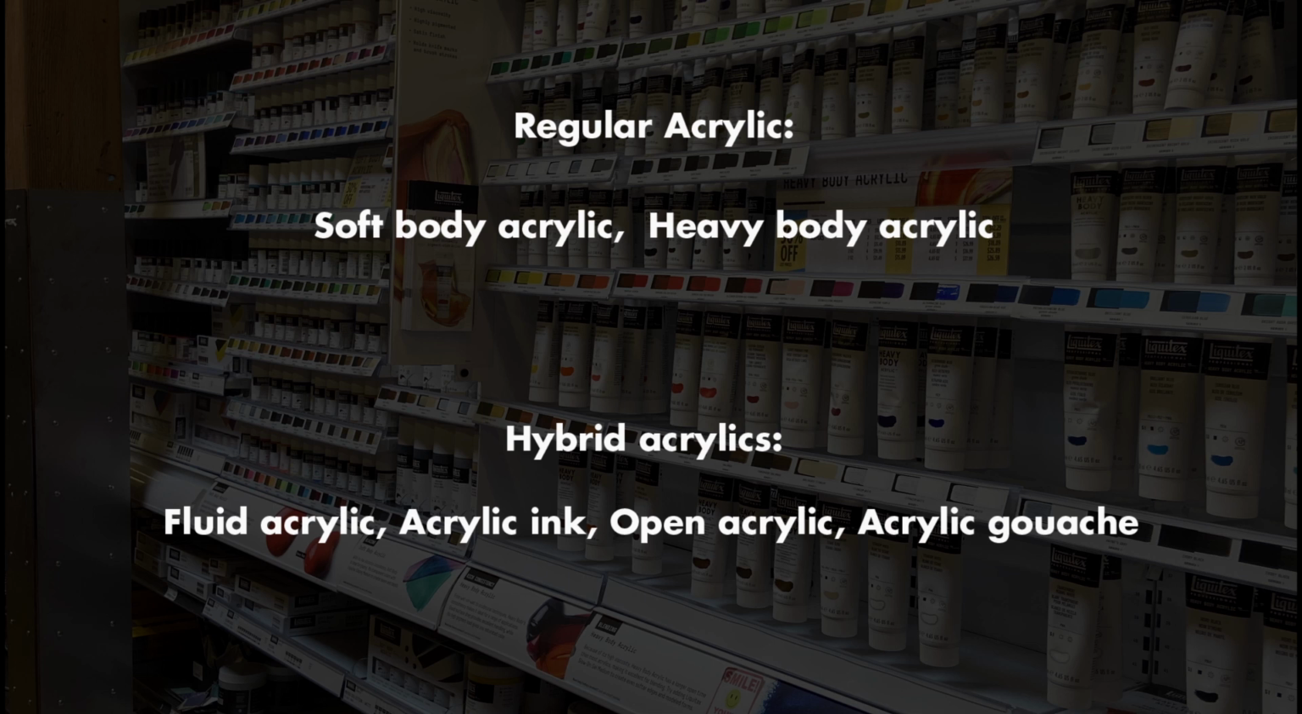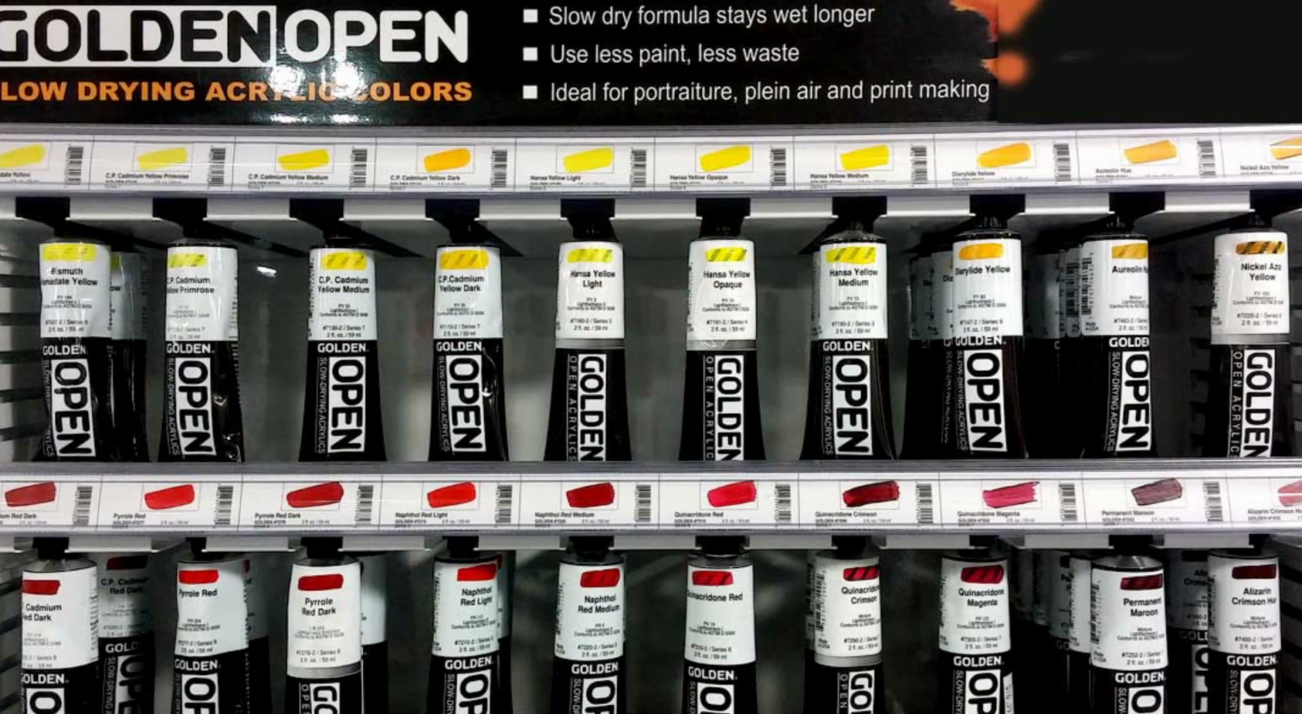On a side note, if you're taking an acrylic class and the teacher is using one of these hybrid acrylics and asks you to do the same, it's a good sign the teacher is not very familiar with acrylic. For example, if a teacher is using open acrylic for the class, he or she is really an oil painter moonlighting as an acrylic teacher. The so-called acrylic techniques you are learning are probably more like oil painting techniques.